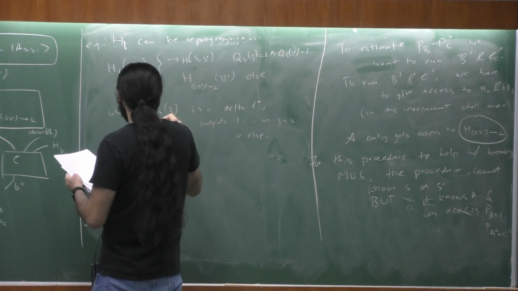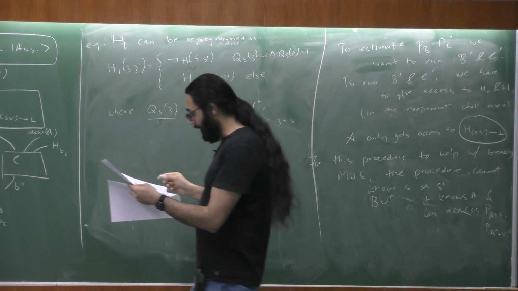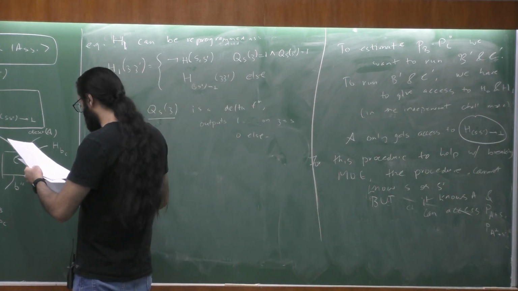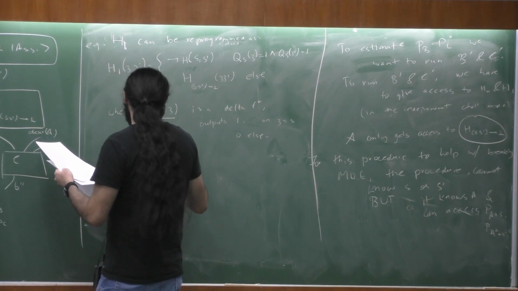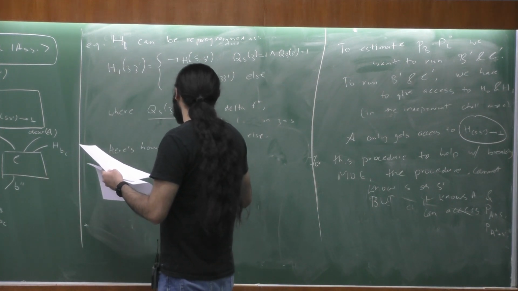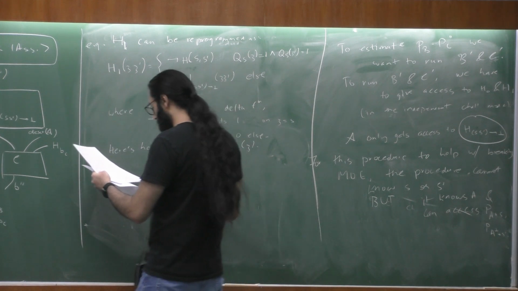So all of this was assuming that we have such an oracle that could tell you whether you queried at S or S prime. But you can check, actually. So here's how to construct QS of Z. So how does it work?